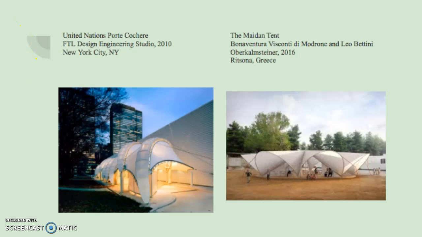be the United Nations Port Cochere, I can't pronounce that right, which is an exhibition in New York City, 2010. A very modern, sleek look, which is not, when you think about it, that much more advanced than a regular tent. On the right, we have something called the maiden tent, which is for refugees in Greece and actually all over the world. It could be used for anything, and it's a very insulating structure.